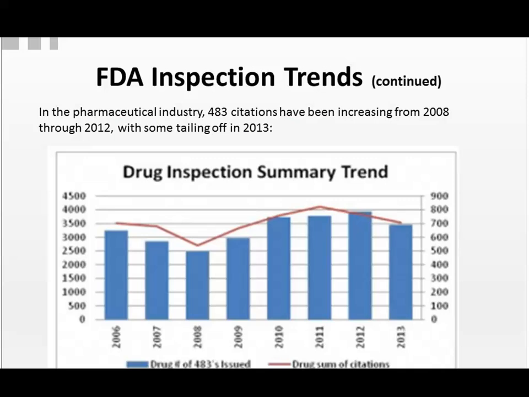In 2008 to 2012, we saw somewhat of an increase in these, mainly because at that time there were more resources in FDA. There's some tailing off in 2013. A lot of this has to do with the number of resources in FDA available to do inspections. It also depends on the length of time of the inspections and how detailed they are. So there are many factors that weigh into the number of citations and warning letters and such that are given.